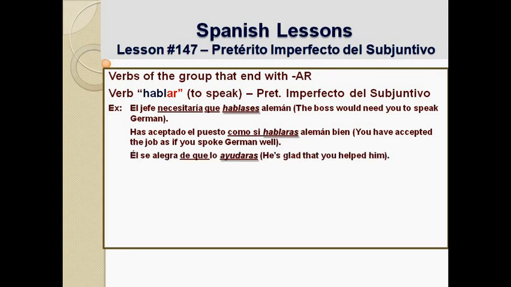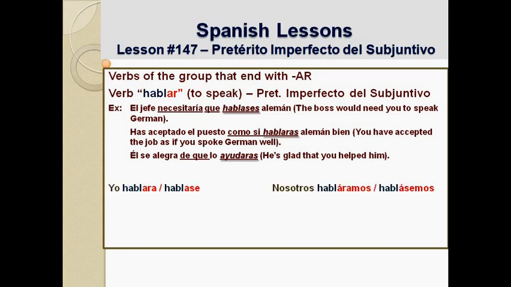Before, let's see one more example. Él se alegra de que lo ayudaras. He is glad that you helped him. So here you can see that there are some words that indicate that we have to use the subjuntivo. Here you can see we are either using the words como si, as if, or the words que, for that.